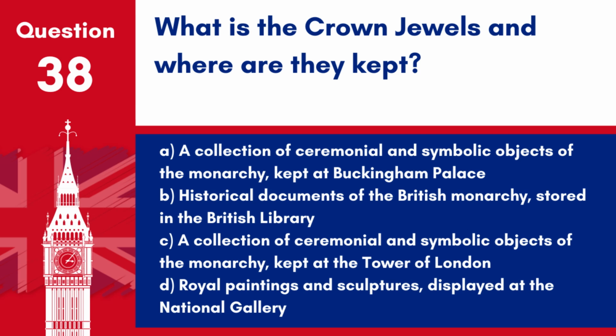Answer: C. A collection of ceremonial and symbolic objects of the monarchy kept at the Tower of London. The crown jewels are housed in the Jewel House at the Tower of London and are used by the British monarchy for ceremonies and occasions.